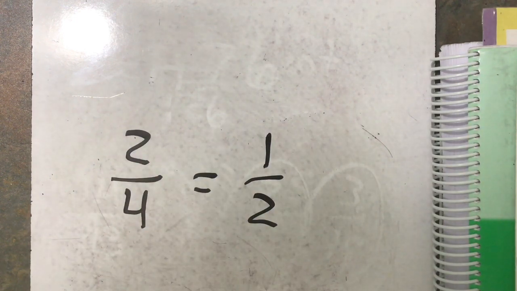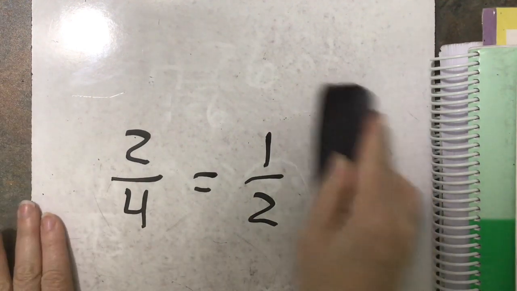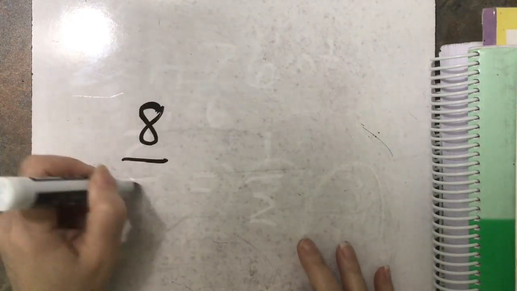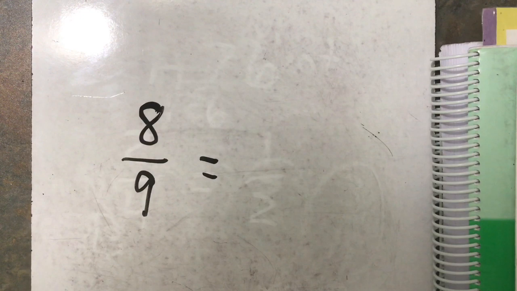Or on IXL, the lowest terms are 1/2. So you would click in the 1 and the 2 and simplify it. Okay, the next one that just popped up was 8/9. And what can we simplify that down to?